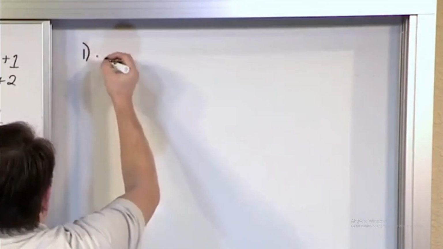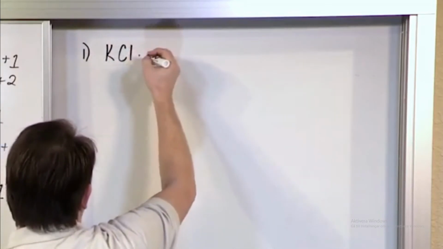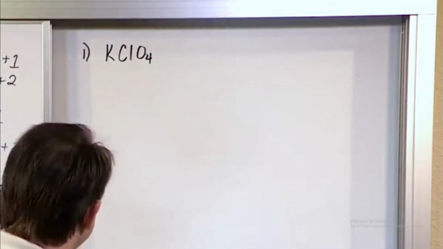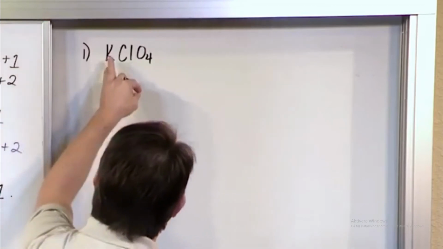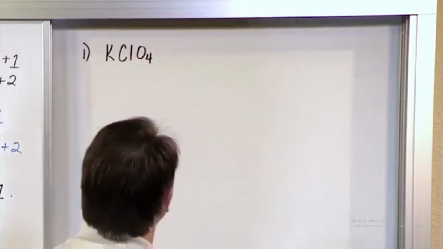So let's do problem number 1. We have potassium ClO4. Okay, so this is a compound. We've got potassium atoms in there, we've got chlorine atoms in there, and we've got oxygen atoms in there.